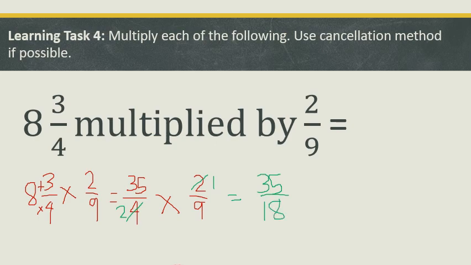Okay, since ito po ay nasa improper, gagawin pa nating mixed. Ilan bang 18 meron sa 35? We have only 1. Ilan ang matitira sa 35? Pag minus na sa 18, ito ay 17. And then, ang denominator natin is 18. So, answer natin is 1 and 17/18.